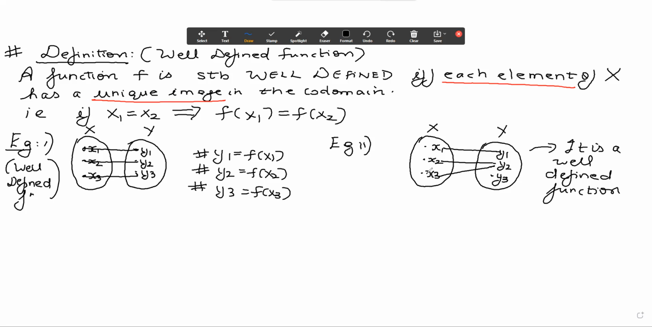But guys, if I do it like this, example 3. Let's take this example.